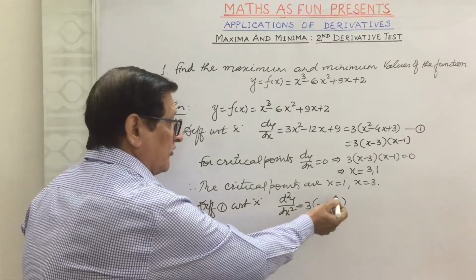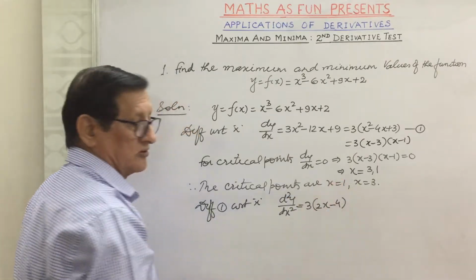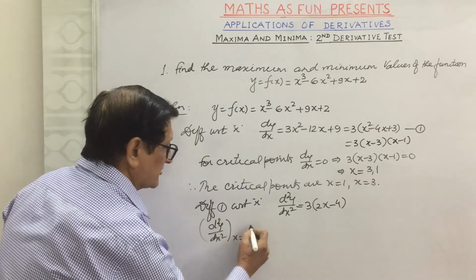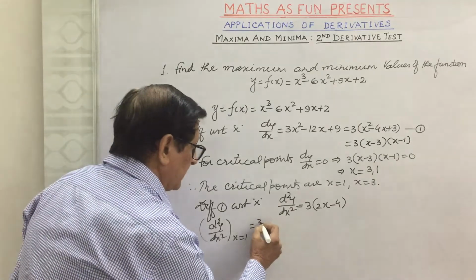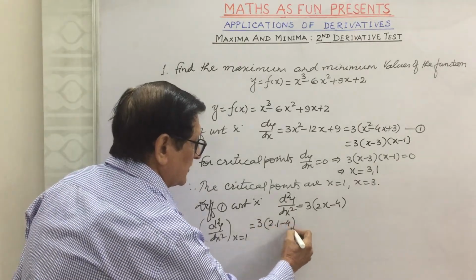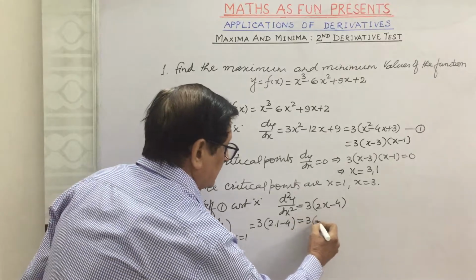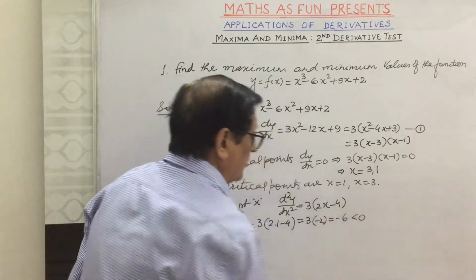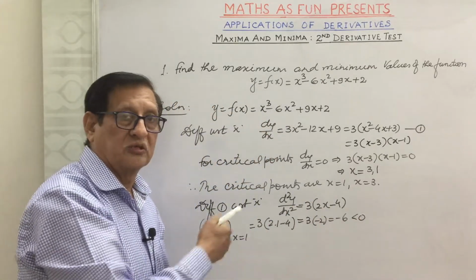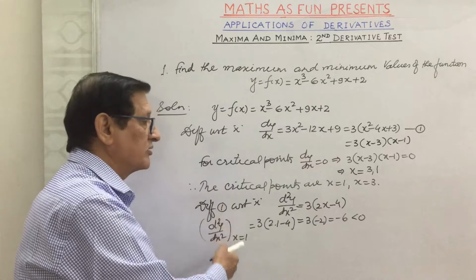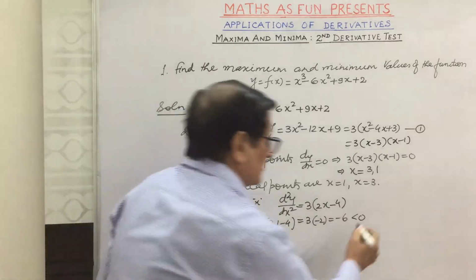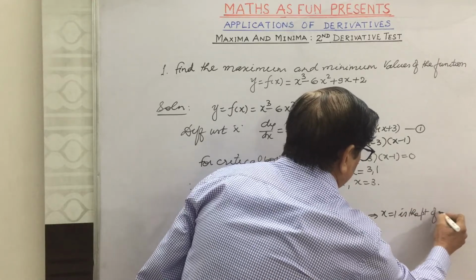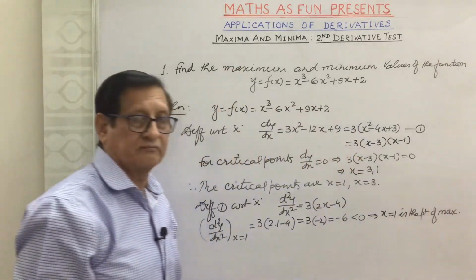Now the value of this we have to find out at these points. So we write here d2y by dx square at x is equal to 1. That will be 3 into 2 into 1 minus 4. This comes as 3 into minus 2 minus 6. It means this is less than 0, and if it is less than 0, this implies that x is equal to 1 is the point of maxima. So we can write x is equal to 1 is the point of maxima.